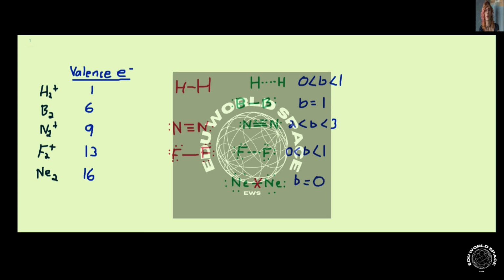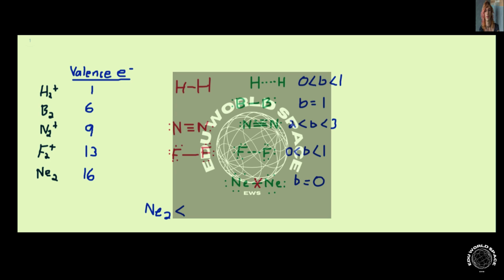Now, let's order this. Ne2 is going to have the least bond order. Then we're going to follow with either our hydrogen or our fluorine. Hydrogen and fluorine both have a bond order between 0 and 1. Now, let's look at the atomic radius of our hydrogen and the atomic radius of our fluorine.